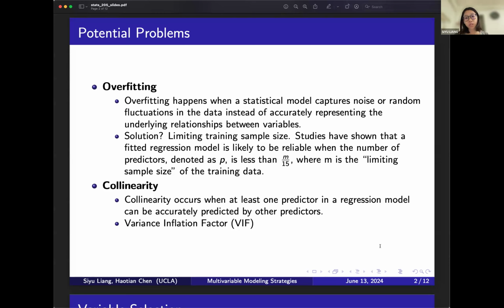One of the potential solutions is to limit the training size. For example, studies have shown that a fitted regression model is more likely to be reliable if the number of predictors is less than a certain number. And the second problem is collinearity. It happens when at least one predictor in the regression model can be accurately predicted by other predictors. And scholars have used variance inflation factors to detect collinearity.